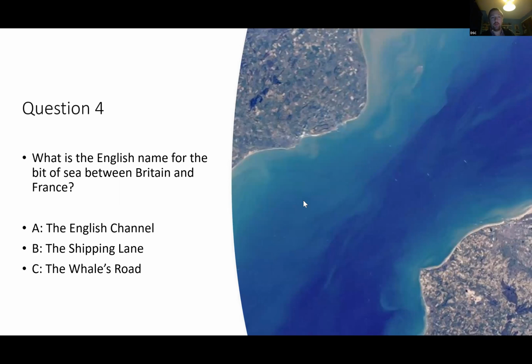Question 4. What is the English name for the bit of sea between Britain and France? That is the English Channel. The English Channel is a shipping lane. A shipping lane is a route in the ocean where lots and lots of ships sail through. And the Wales Road is an old term used for the sea. It's used in Beowulf, the famous English poem, but it does not refer to that bit of water. The name of that bit of water is the English Channel.